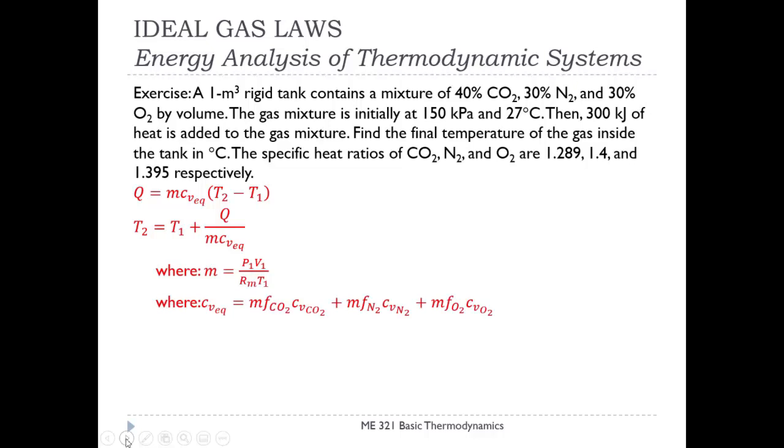However, in the computation of the total mass of the gas mixture, we do not know the value of the mixture gas constant. On the other hand, in the computation of the equivalent c_v, all of the six quantities at the right side of the equation are also unknown. The next slides are dedicated to solving these unknown quantities.